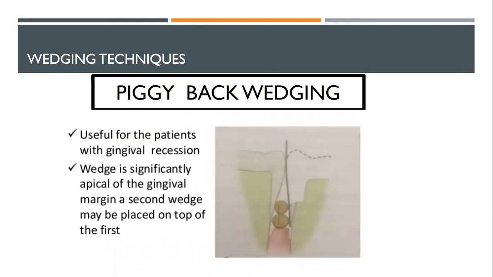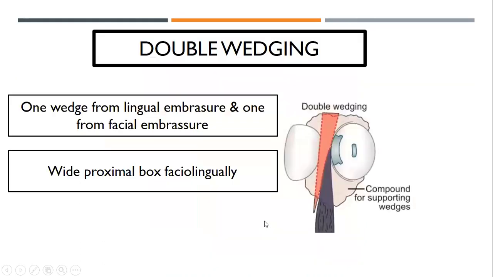There are different techniques of wedging. We'll discuss them very briefly. There is piggyback wedging, which is basically used in patients with gingival recession. A wedge is placed at the apical margin and over that a second wedge is placed. This is called piggyback wedging. Then we have double wedging, in which one wedge is placed from the facial embrasure and another wedge is placed from the lingual embrasure. Double wedging is basically indicated when the proximal box is wider facio-lingually.